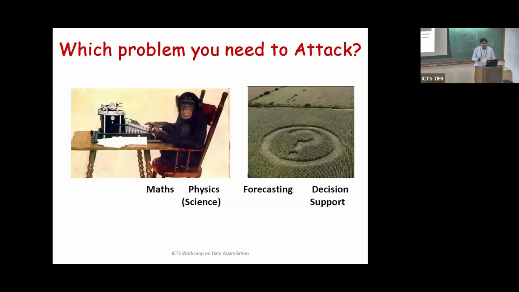Now there are different conditions you can work on. There are mathematical problems, and there are application problems. It totally depends on you which problem you want to do.